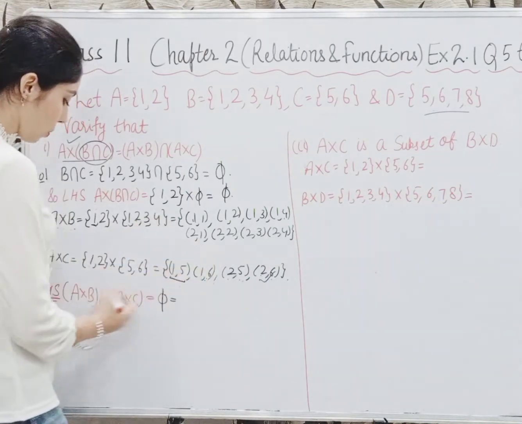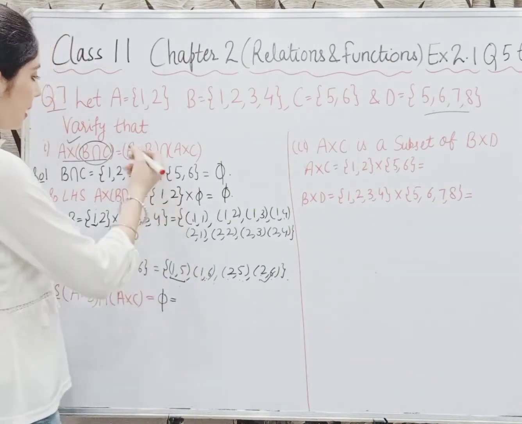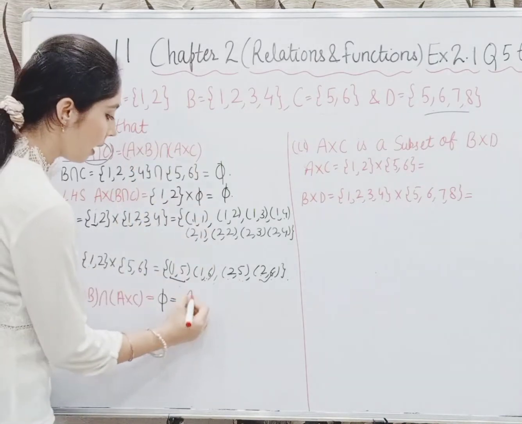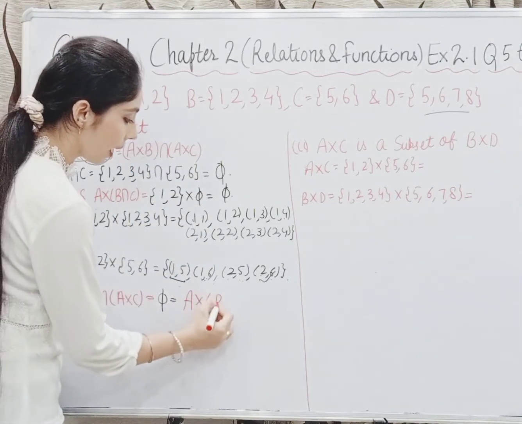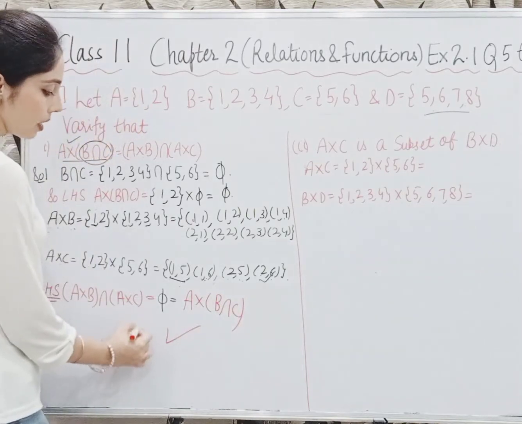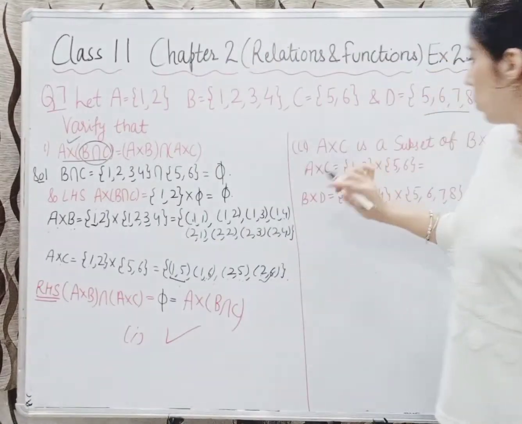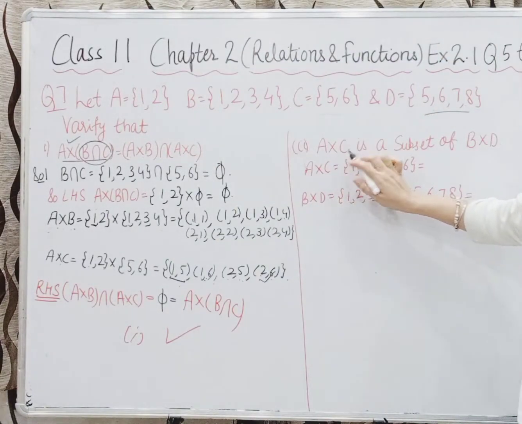So the intersection of the Cartesian product of A and B and A and C is equal to the Cartesian product of A and the intersection of B and C. So the first part is verified. Okay. Second part, we have to prove that A cross C is a subset of B cross D.